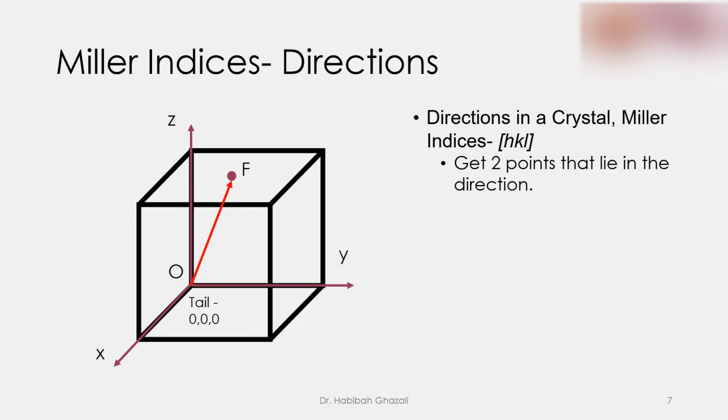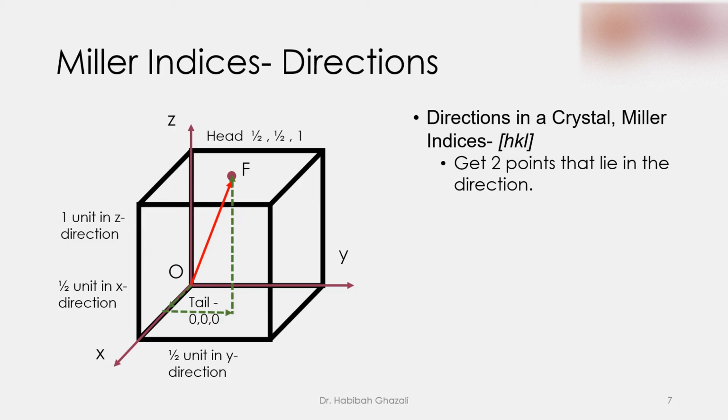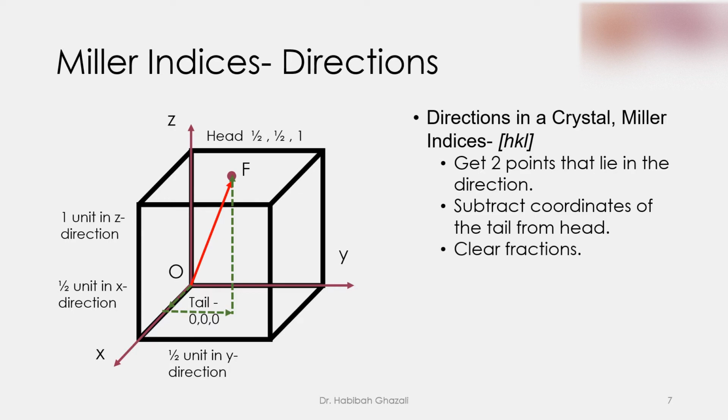The coordinate of point F is half a unit in X direction, half a unit in Y direction, and 1 unit in Z direction. So the coordinate for the head is half, half, and 1. Now to get the Miller indices, I need to subtract the tail from the head. If I do that subtraction, I will get half, half, and 1.